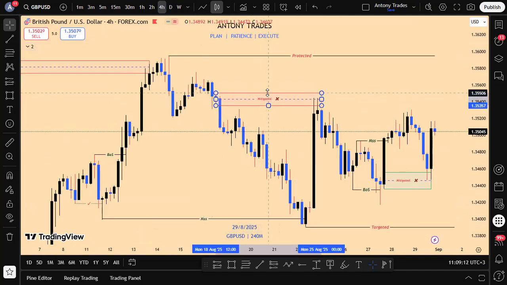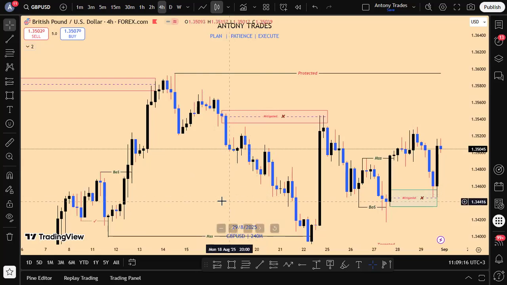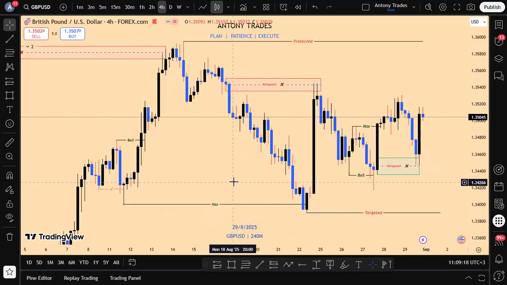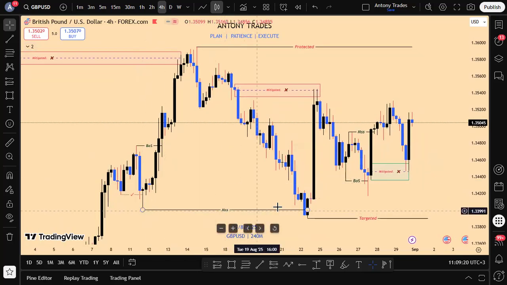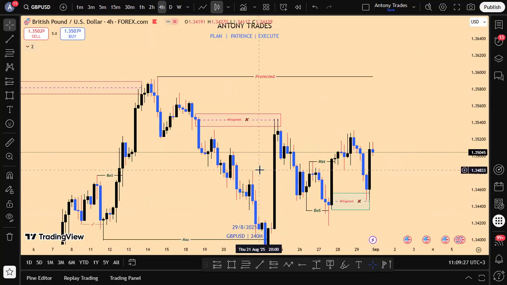Now, after that change of character, where do you see the inducement? Remember, we have said whenever market takes out the external structure, whatever is inside here becomes liquidity. So we have this as a minor inducement. You also have a minor inducement. You also have a minor inducement.